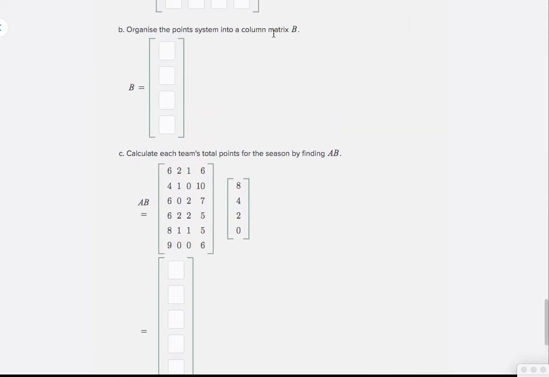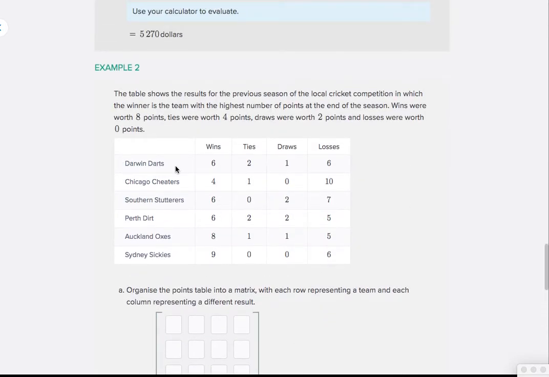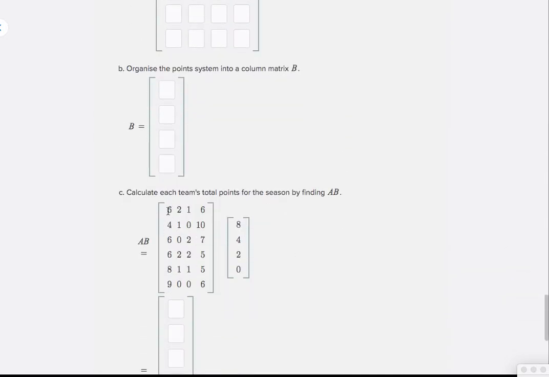we were told to organise them into a column matrix B, but what if we weren't told that? How would we know? Is it meant to be a row matrix like this, or is the column indeed correct? Well, let's think about it. This first row across here are the numbers of different results for the Darwin Darts: 6 wins, 2 ties, 1 draw and a loss. So here's the Darwin Darts across the first row.